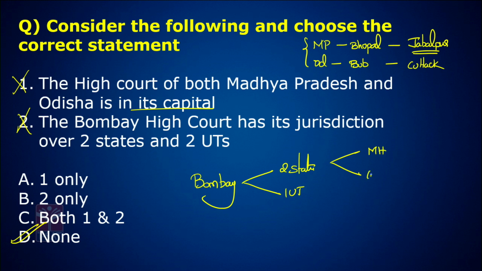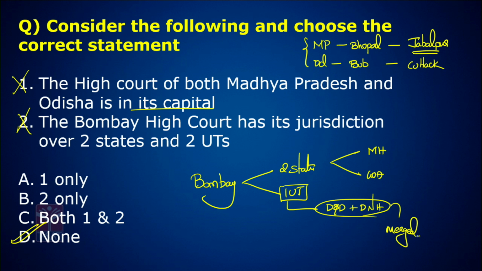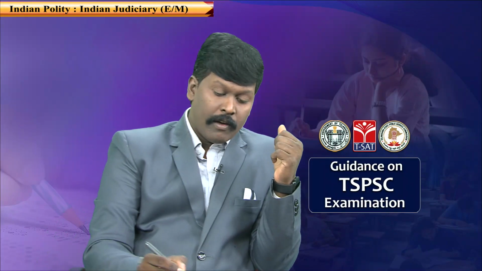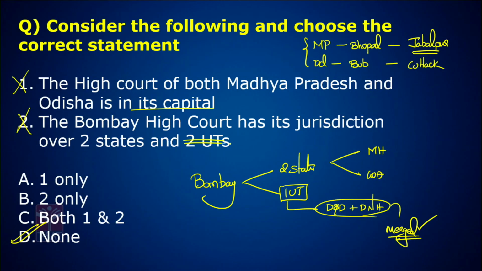Maharashtra and Goa. But UT, there is only one UT, that is Daman and Diu and Dadra Nagar Haveli. These both union territories got merged. As these both union territories got merged, we have actually one, not 2. I'll give you one more example.